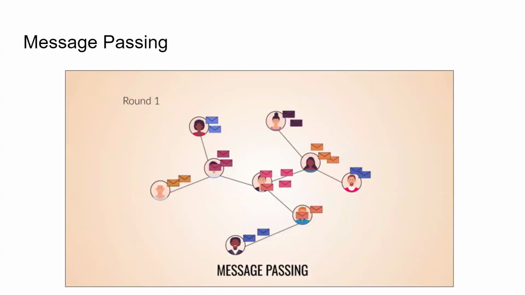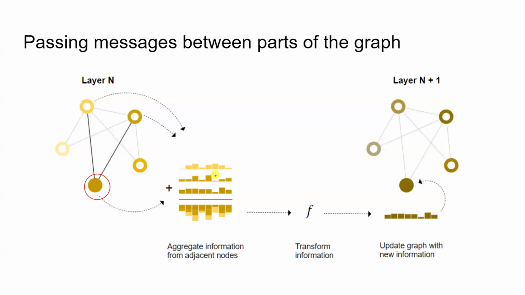So this is the example I took from YouTube of message passing. This is exactly what happens. You look at one person, it's going to take the information from this person, this person, this person, and itself too, and then it changes the node. So this one is a node and this is the link. So the node itself is going to exchange information. This is passing messages between parts of the graph.